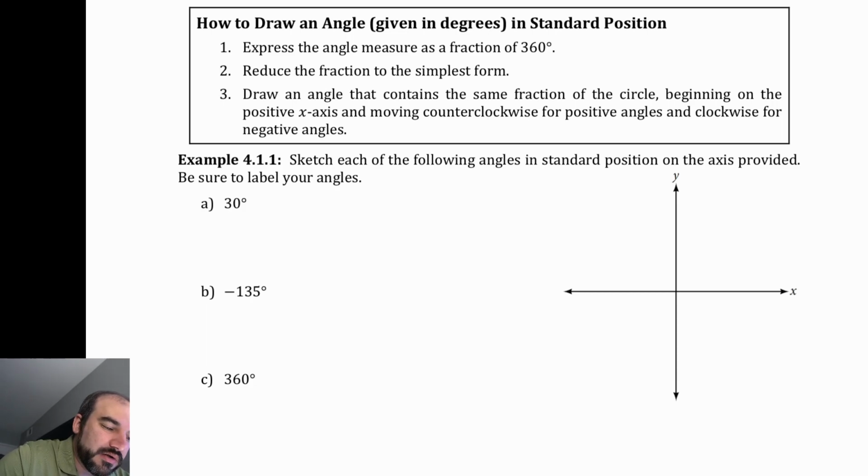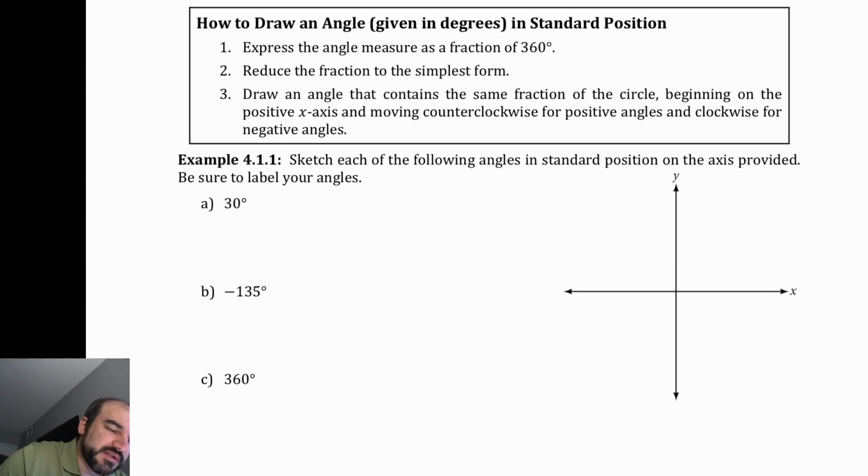How to draw an angle in standard position. Express the angle measure as a fraction of 360. Reduce the fraction to simplest form. Draw an angle that contains the same fraction of the circle, beginning on the positive x-axis and moving counterclockwise for positive angles and clockwise for negative angles.